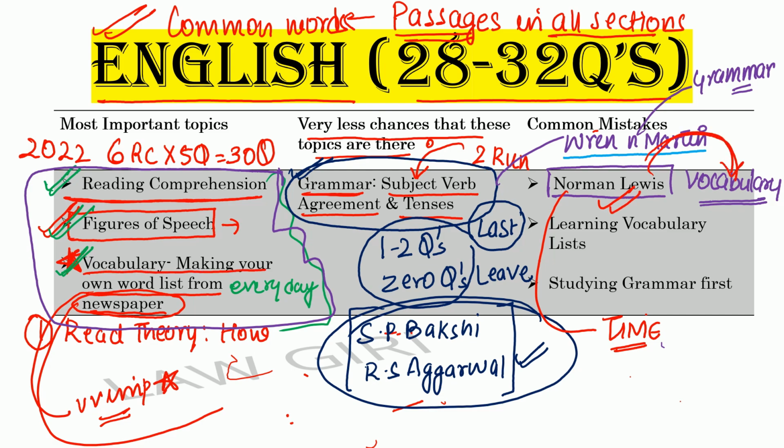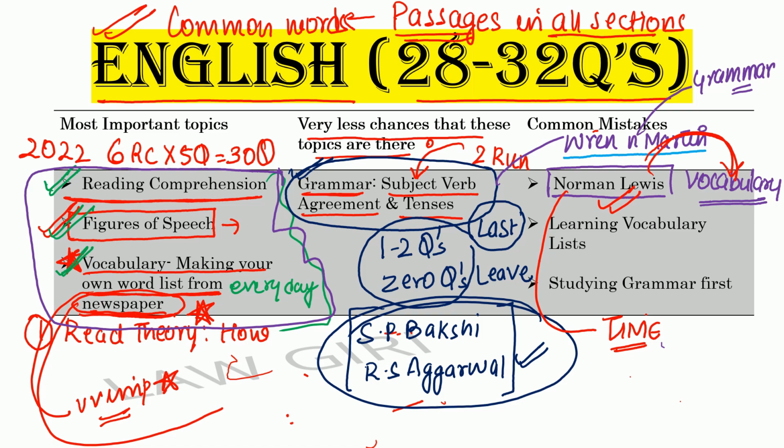What is going to help you more is making your own list from the newspaper, because most of the passages in your CLAT entrance exam are from the newspaper, from 1 year to 1.5 year previous newspapers. So the words that are being used again and again in the news are going to be there in your paper.